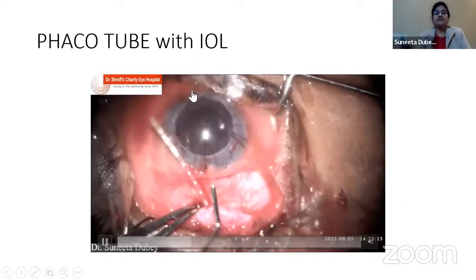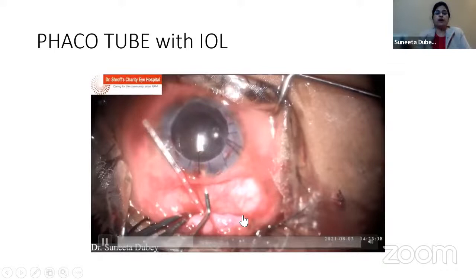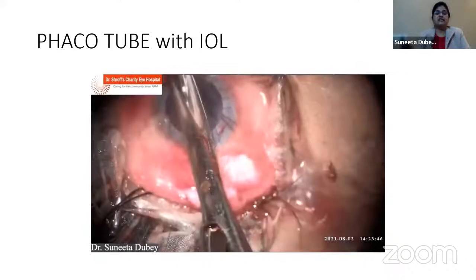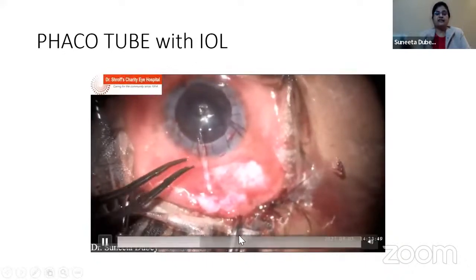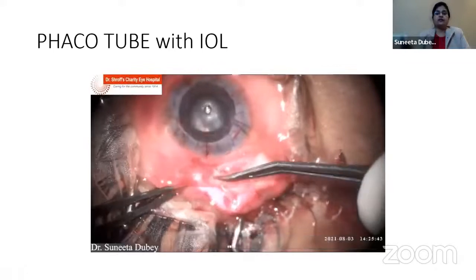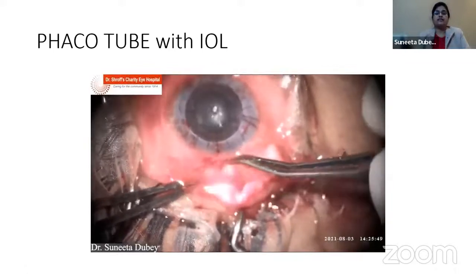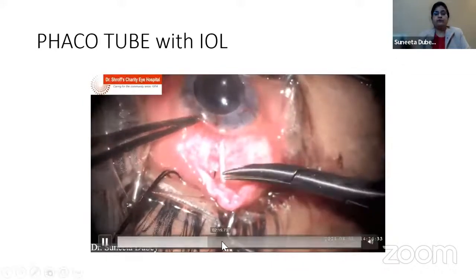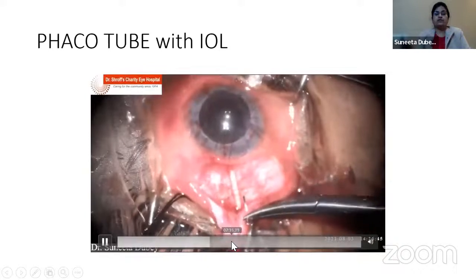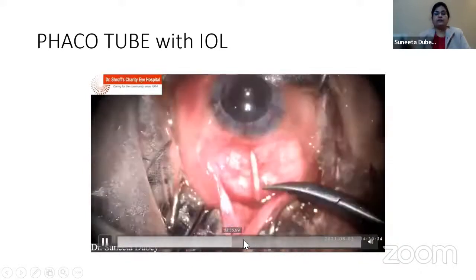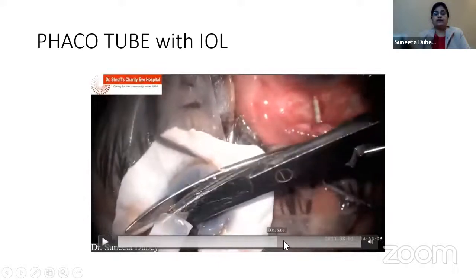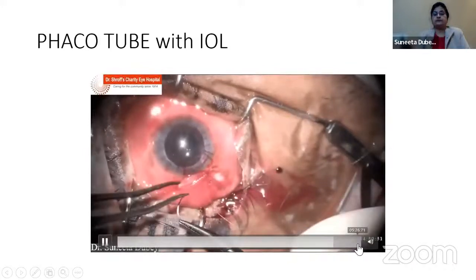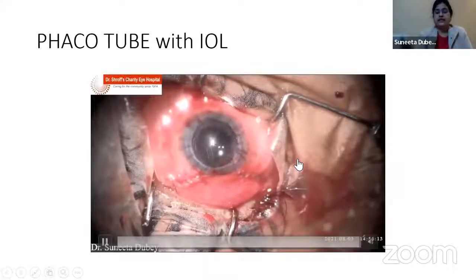So since there was extensive PAS, the tube was planned to be put in the sulcus. Viscoelastic was injected while inserting the needle so as to dilate the sulcus, and then the tube was inserted into the sulcus. And since the pupil was already dilated, the length of the tube is such that it was visible through the pupillary area. So the tube was fixed with nylon suture again. And then this scleral patch graft was used to cover the tube, and then the conjunctiva was sutured.